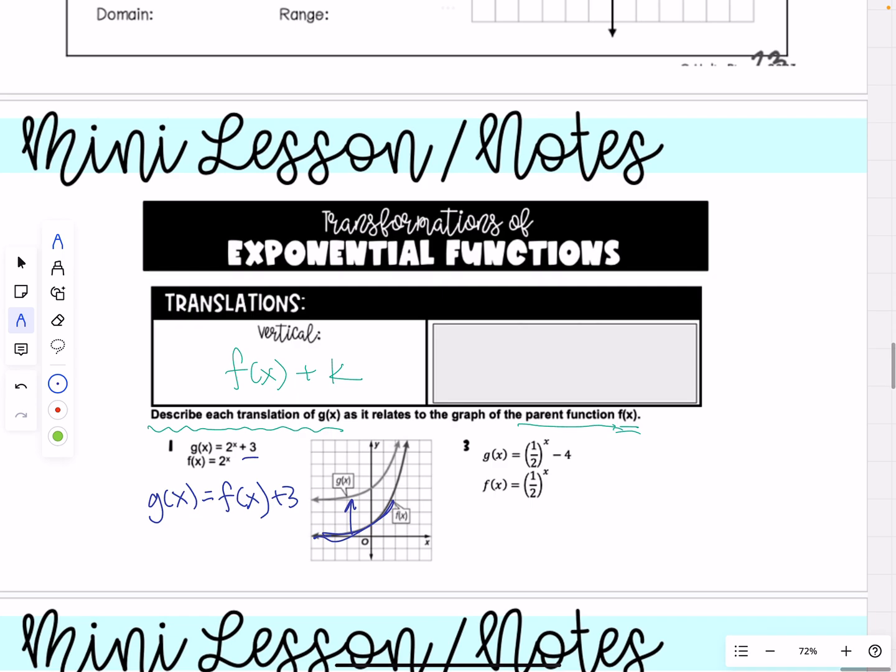When we're looking at the next example to the right here, we can see that f of x, our parent function, is f of x equals 1/2 raised to the x, while g of x is 1/2 raised to the x minus 4. So all we did to f of x is this minus 4. So we can say that g of x is equal to f of x minus 4. Okay, so the new function is g of x. That comes first. And then what happened to f of x to make it g of x?